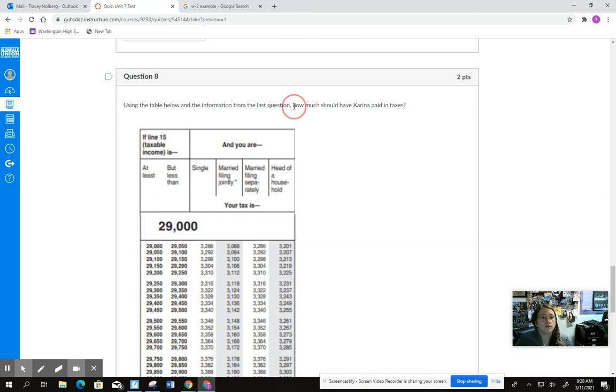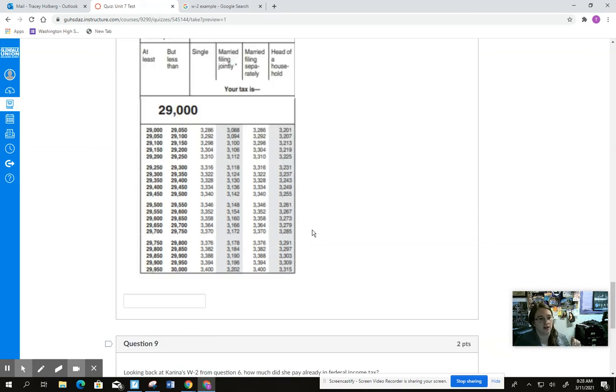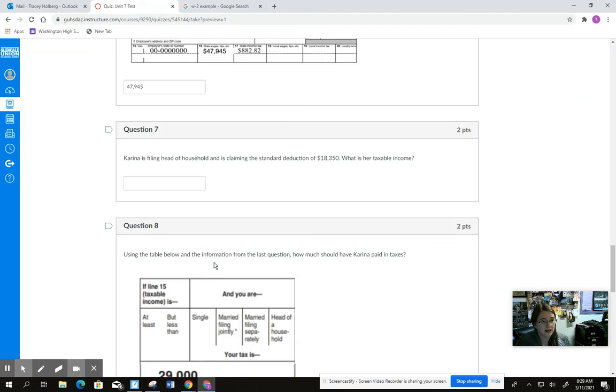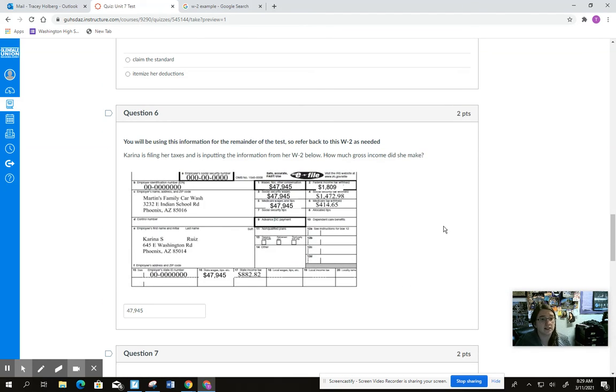Okay, so focusing real quickly, we're going to come back to this, but this answer in number 8 is how much she should have paid. Right? We pay taxes throughout the year, and then when we file, we figure out how much we actually should have paid. Now, in number 9, guys, once again, if you did not do the review, then you might have been a little uncertain. It says, looking back at Karina's W-2 from question 6, how much did she already pay in federal income tax? Guys, you had to read the W-2. That's it. Looking back up here. Find the box that says federal income tax. I know it's a little faint, but you should be able to read it. That's the answer right there.